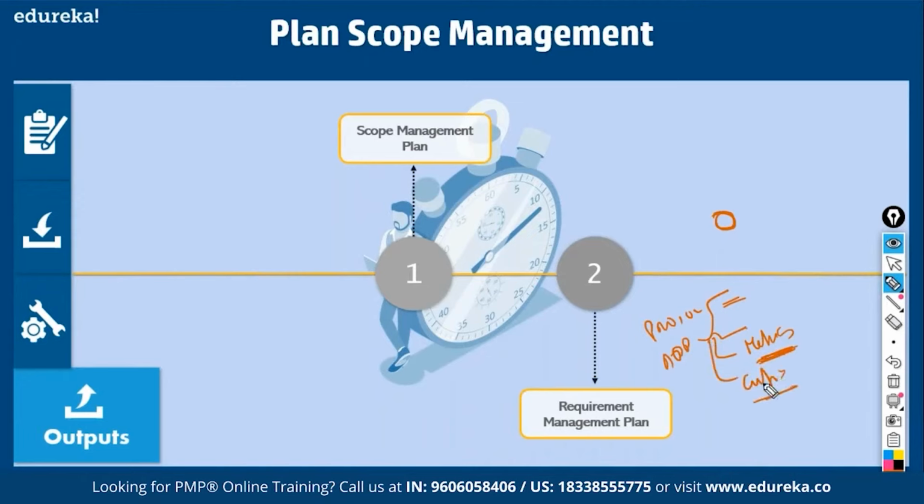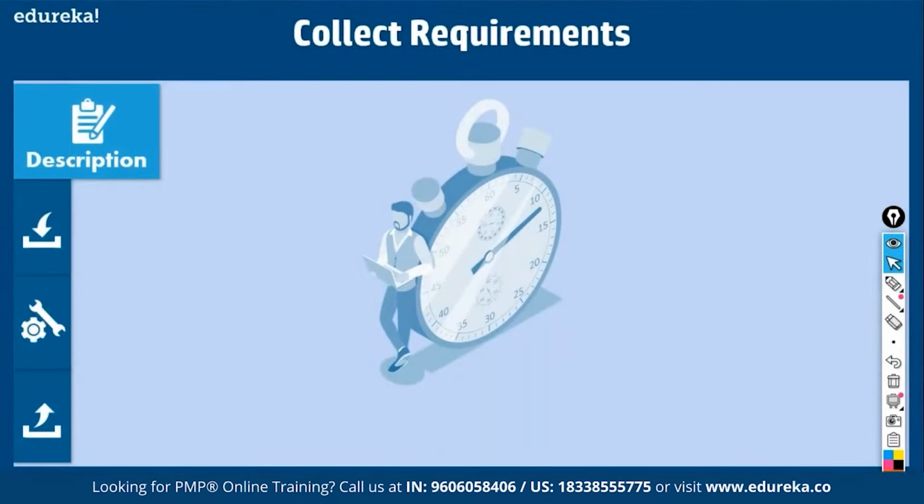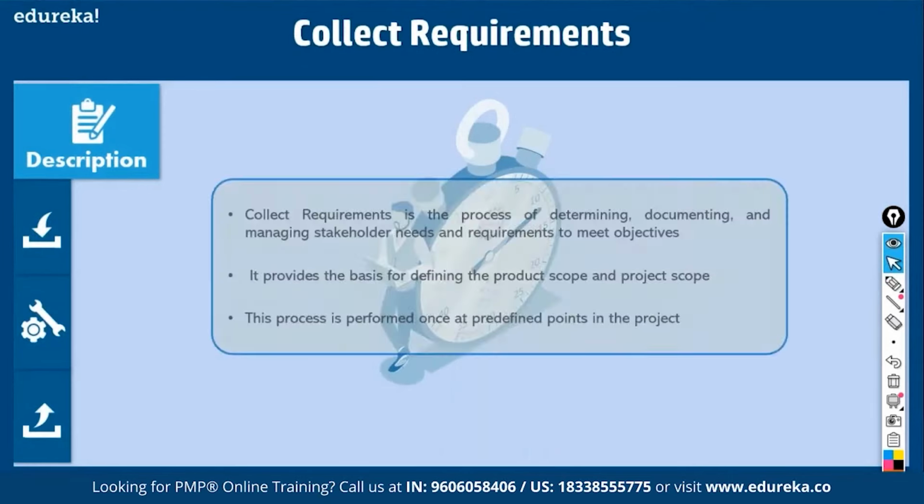So these are all the things you have in a requirements management plan. So you have to come up with a scope management plan and a requirements management plan. Fine. So now we're going to the next process, that is collecting requirements. Okay, so what do we do here?